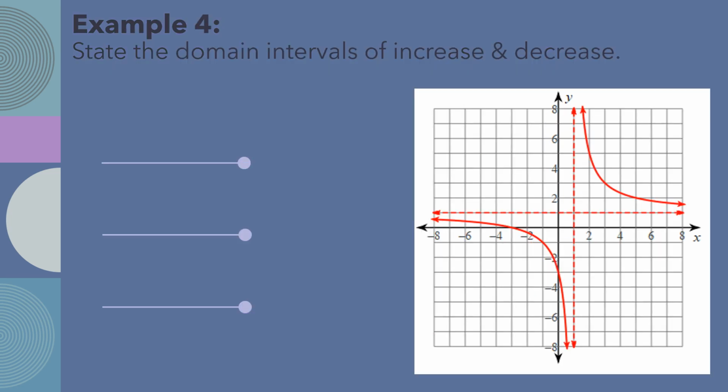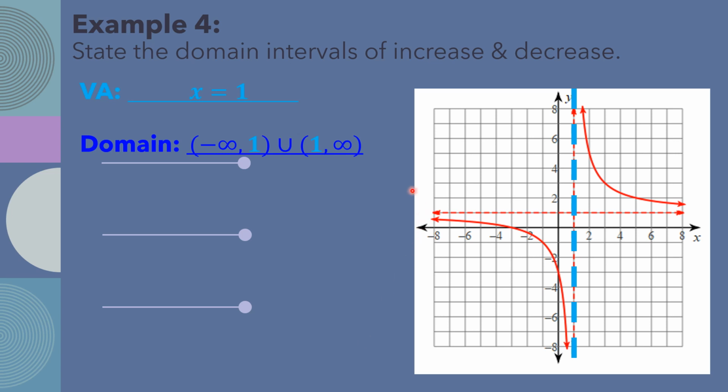All right, our next 3 examples are going to be looking at those domain intervals of increase and decrease. Okay, so we need to see, where's the function going up, where's it going down. So we need to know the vertical asymptote value, which is x equaling 1, and then state the domain. We're going to use that domain to give us the increase and decrease intervals.